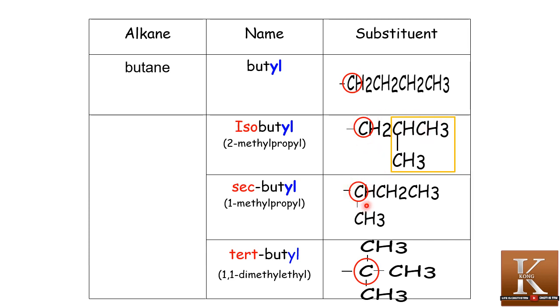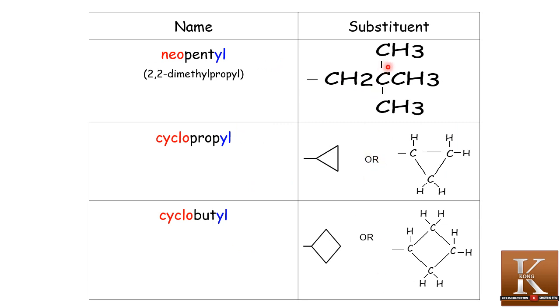Sec-butyl actually refers to a secondary alkyl. You check: primary is attached to 1 carbon, secondary is attached to 2 carbon. Tert-butyl is tertiary: 1 carbon, 2 carbon, 3 carbon. Clear? Okay, neopentyl has a total of 5 carbon. It has 1, 2, 3 methyl groups, and then this carbon is also a methyl attached to the main compound, the parent chain. So this is a total of 5 carbon.